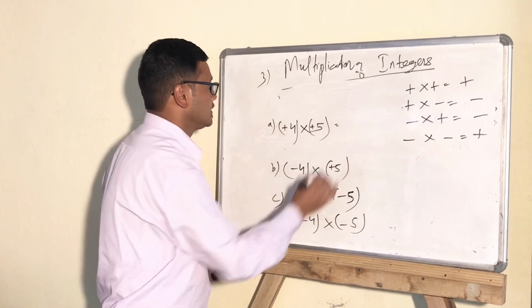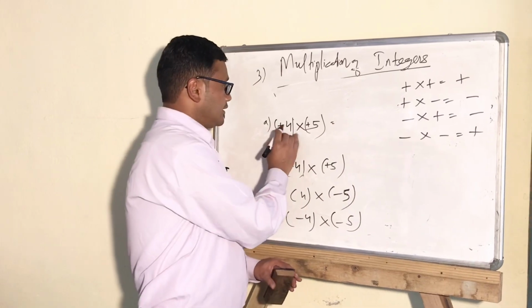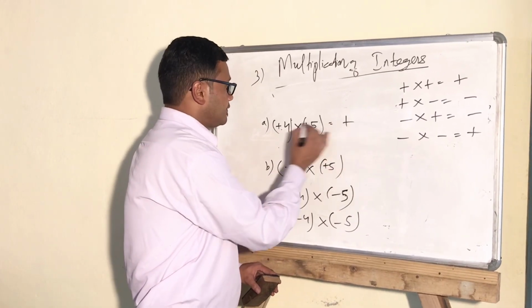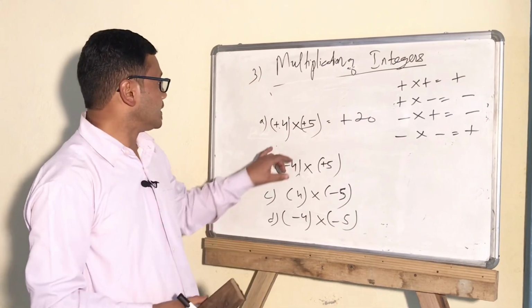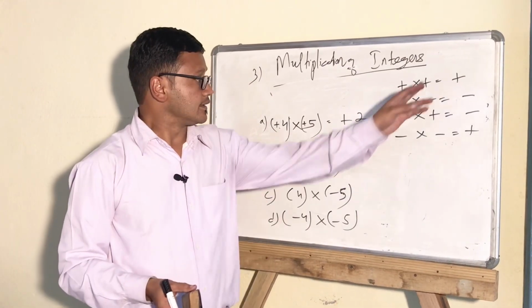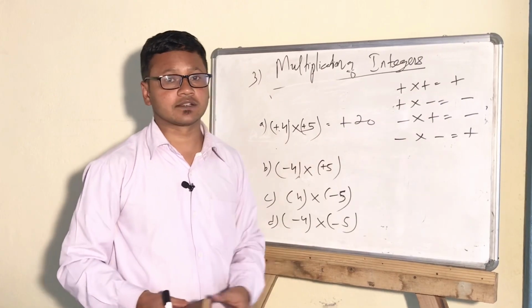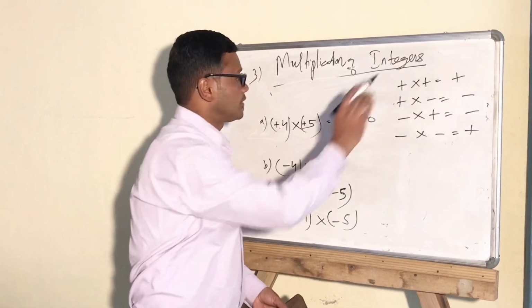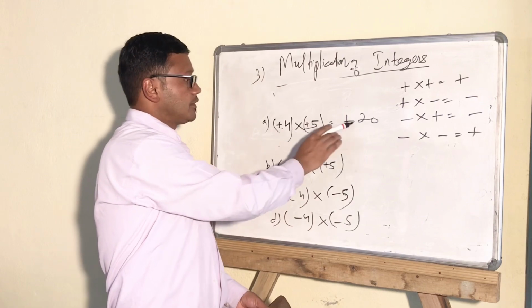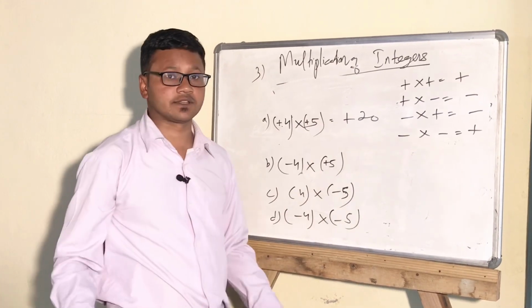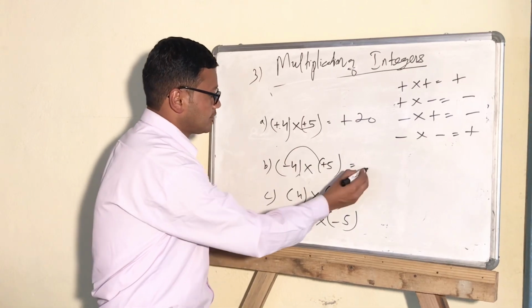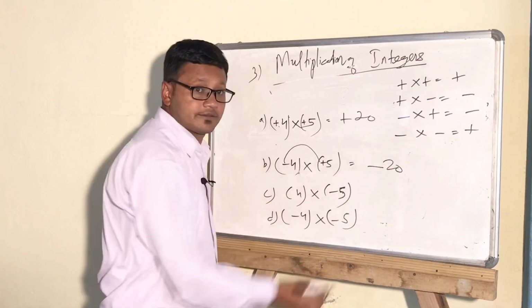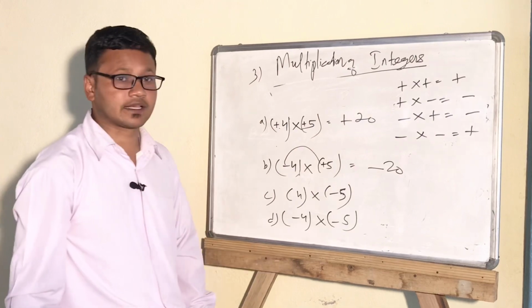Okay, now first see, plus into plus, plus. 4 fives are 20. Directly we can do, no problem. Whenever you are doing the multiplication, just follow this sign convention, that plus into plus, plus. Similarly here plus into plus, plus, 4 fives are 20. Then B, minus into plus, minus, 4 fives are 20. Just multiply the sign only.